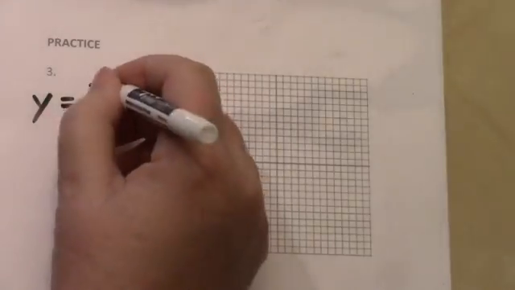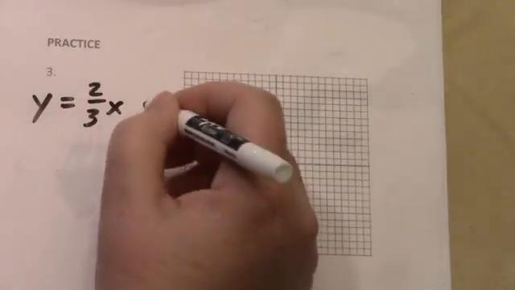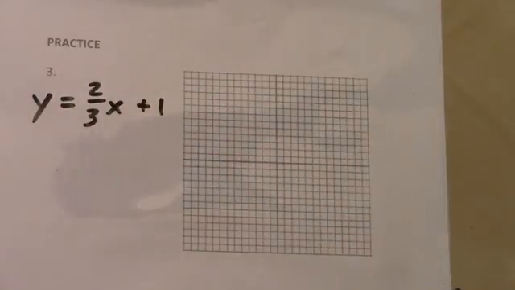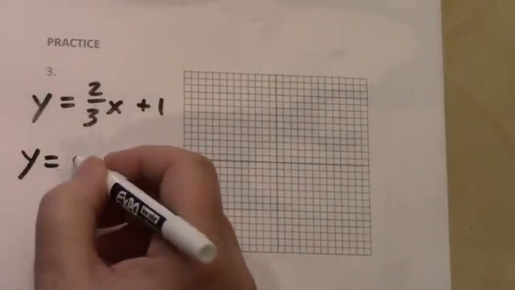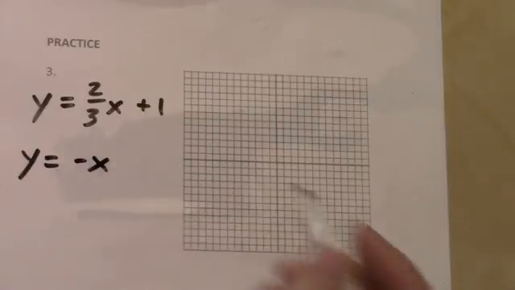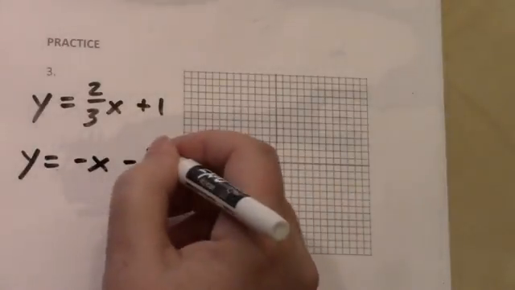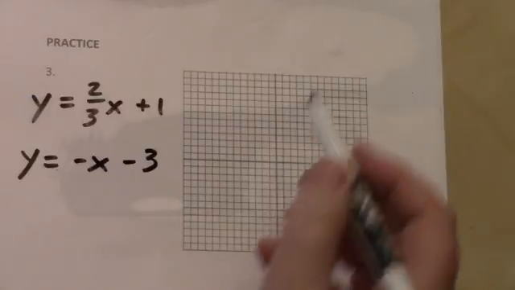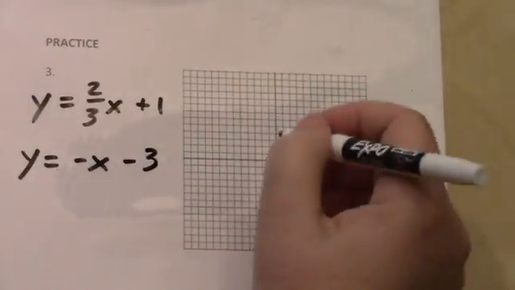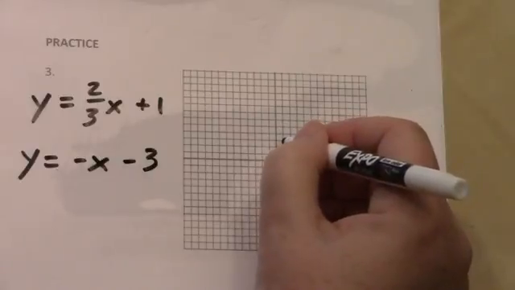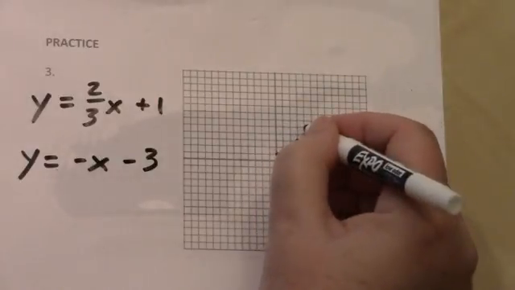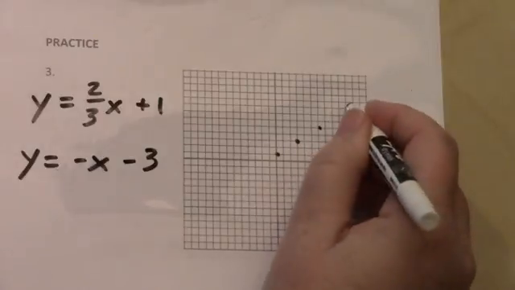Okay, let's say y equals 2/3 x plus 1, and let's say y equals negative x minus 3. How do we graph the first one? We start with the plus 1, which is right there. It has a 2/3 slope: up 2, to the right 3, up 2, to the right 3. There's our first line.